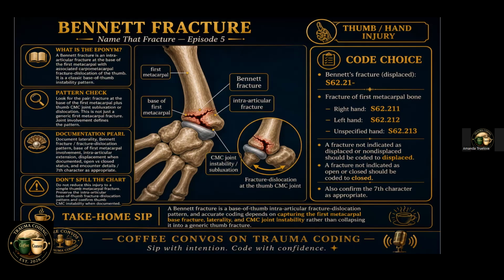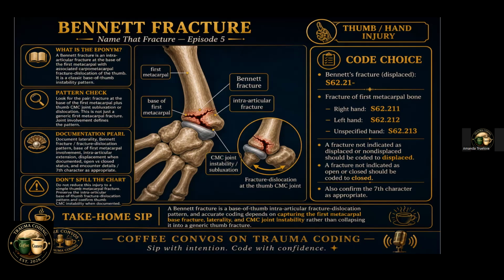So it's not just that generic first metacarpal fracture. And while the exact ICD-10-CM selection always depends on the documentation, our coding mindset is this. Recognize that fracture, recognize the joint involvement, and do not miss the subluxation or dislocation language when it is documented. That's your documentation pearl. That's the biggest pearl for documentation today.